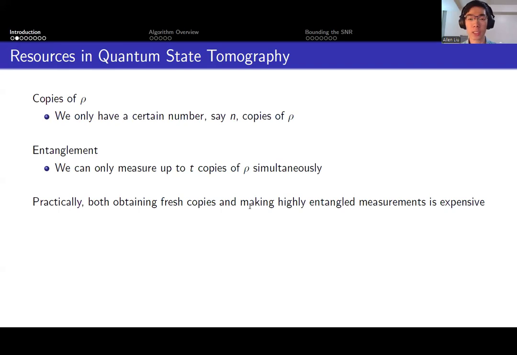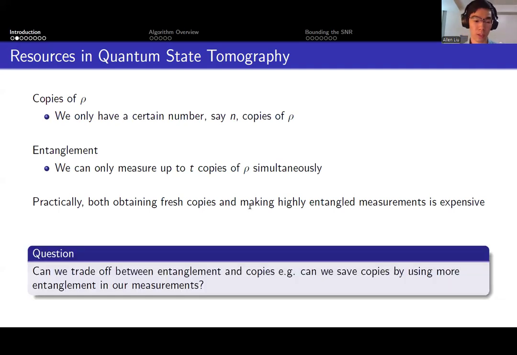As mentioned, these are both practically motivated considerations because obtaining fresh copies and making highly entangled measurements are both difficult and expensive. So the main question we'll seek to address in this talk is, can we trade off between entanglement and fresh copies? Or in other words, can we save copies by using more entanglement in our measurements or vice versa? What is the relationship between these two basic resources in quantum state tomography?